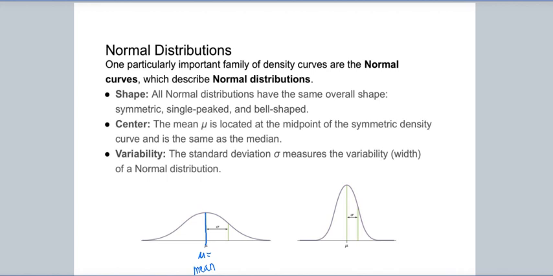Lastly, we have our variability or our spread. So the standard deviation measures the distance. If I was going to measure the distance here, I'm going to expand it. If I was going to measure the distance here, I would do the mean plus the standard deviation. Here would be the mean plus 2 standard deviations. So that's how we're going to be making our curves.